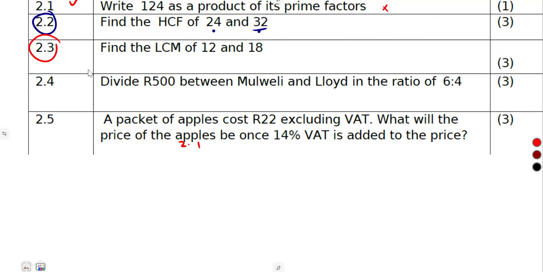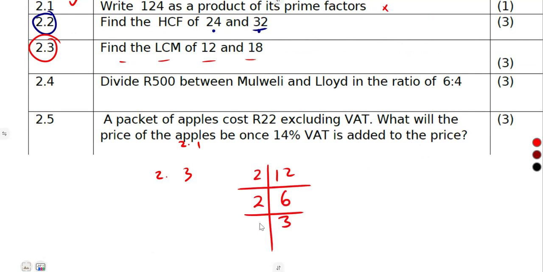2.3, they want you to determine the LCM of 12 and what? 18. So the same way, 12, the smallest number is 2. That's a 6. 2, that's a 3. 3, that's a 1. So that is it. And 18, the smallest number is 2. Then we're going to get a 9. We cannot use that. We're going to use 3. 9 divided by 3, that's a 3. 3 into 3, that's a 1.